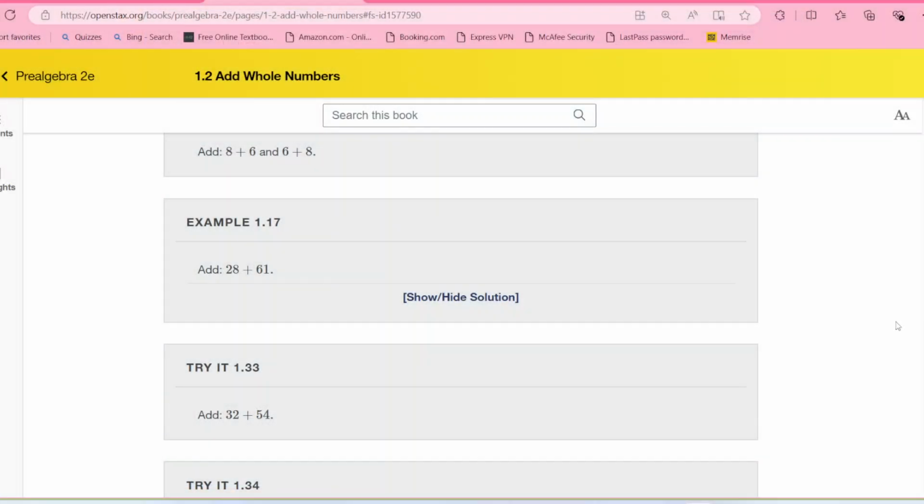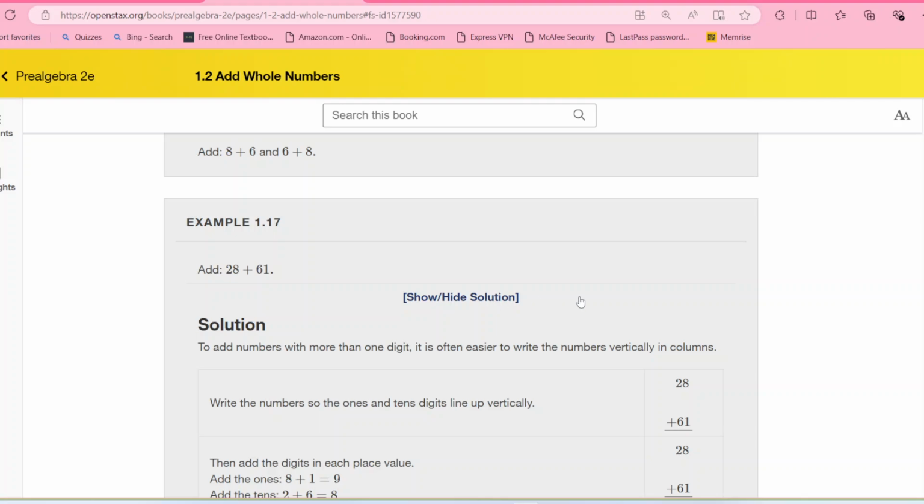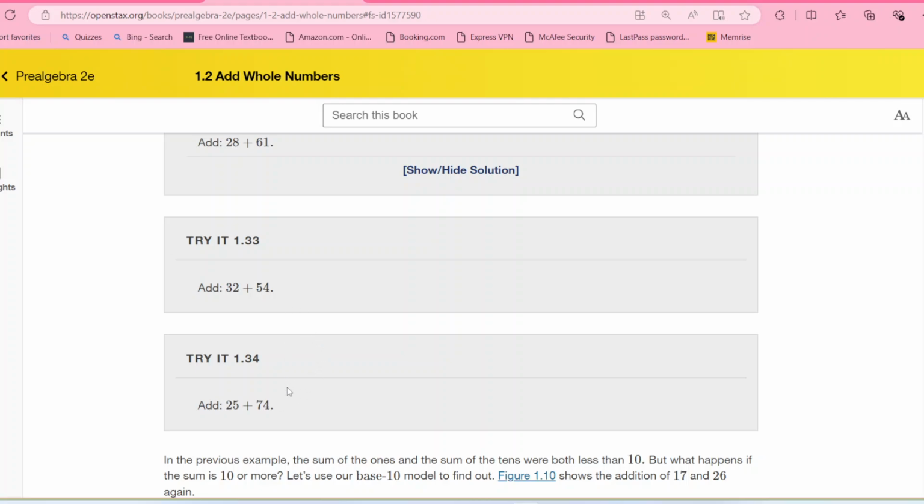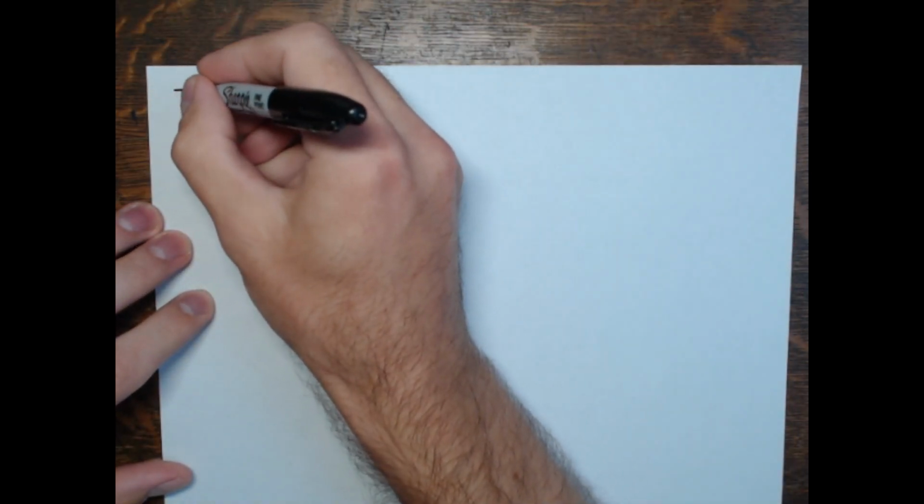All right, and going back here, we can see the solution right here. See how they stack them up and line up the place values vertically, then you just add the digits in each place value. The ones add up to 9, the tens digits add up to 8. 89. Great. All right, so we're asked to do that again. So these two try it problems, I'm going to do without modeling, so without the blocks, just lining up place values and adding up the single digits in the place values. Okay, so try it.